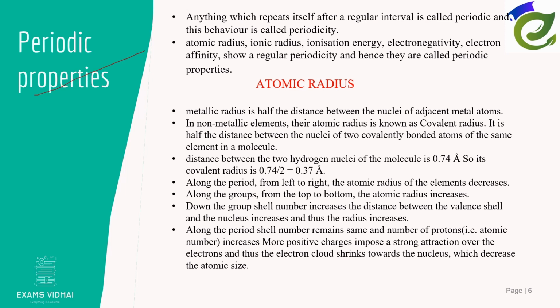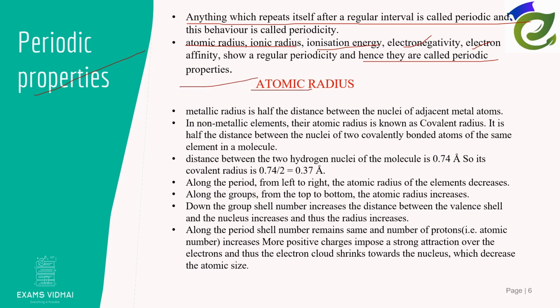Periodic properties. Anything which repeats itself after a regular interval of time is called periodic, and the behavior is called periodicity. Atomic radius, ionic radius, ionization energy, electronegativity, and electron affinity show a regular periodicity. Hence they are called periodic properties.